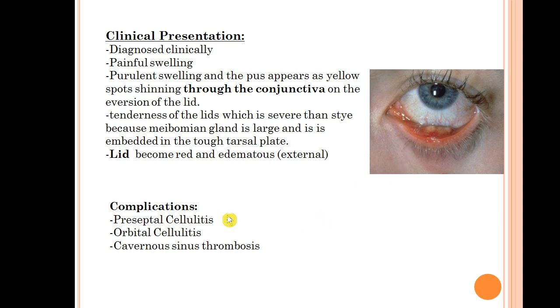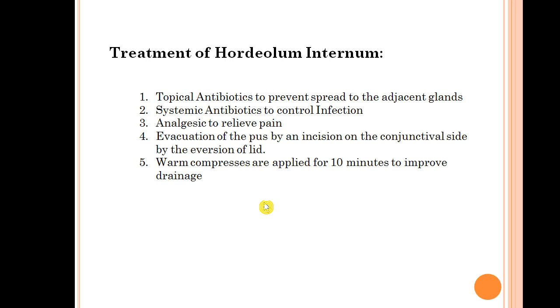Complications are the same: preseptal cellulitis, orbital cellulitis, and cavernous sinus thrombosis. I don't think I have to go through them again, you know them. Now the treatment is almost the same. For Hordeolum internum, you give topical antibiotics to prevent the spread to the adjacent glands. You give systemic antibiotics to control the infection. Analgesics are given to relieve the pain, and you have to evacuate the pus.